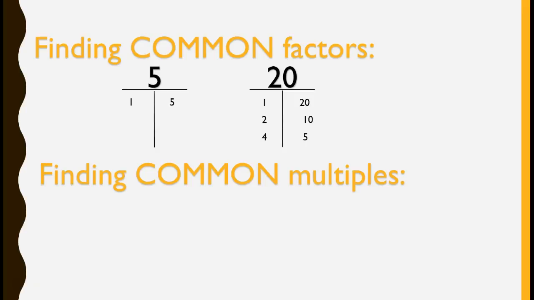So now we just need to find the ones that they have in common. So you look at both of the lists. Okay, yeah, these both have a 1. Oh yeah, they both have a 5. So these are the numbers that they have in common.